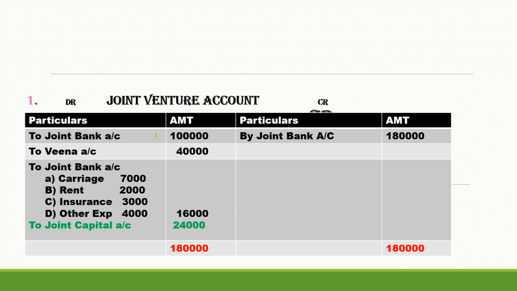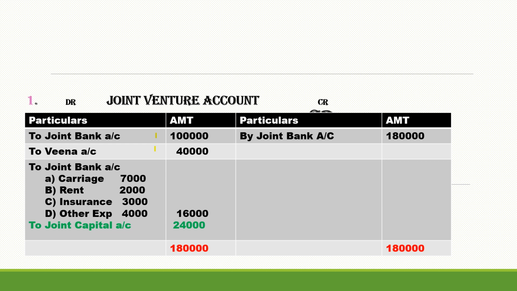It indicates purchase by cash. To Veena account, purchase by Veena. So total purchase is 1,40,000. One purchase is by cash, so you write to joint bank. Other purchase is by Veena, so we write to Veena account. Purchase is an expense, so it comes in debit side. Both purchases are an expense, it comes in debit side.